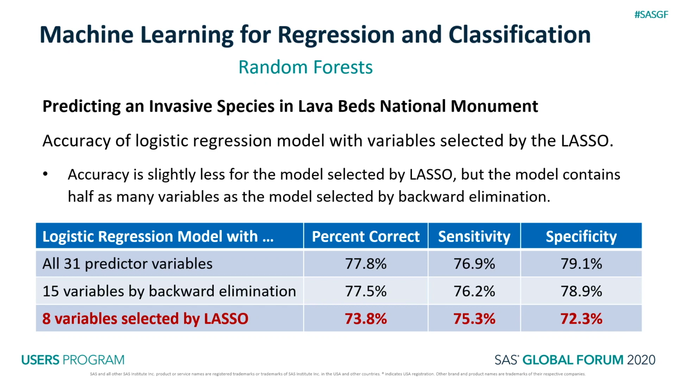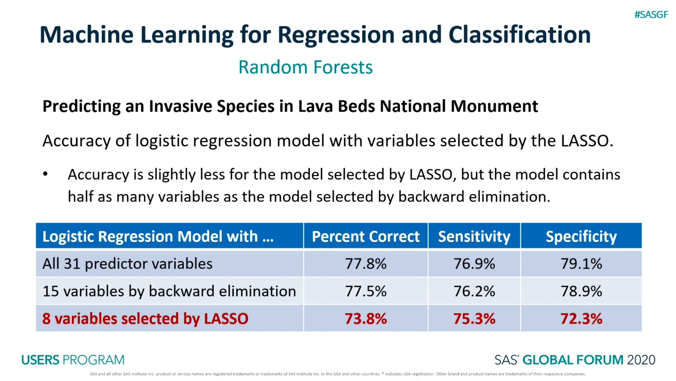Since we've been talking about LASSO as a method for regularization and for model selection, I decided to apply the LASSO to these data. You can apply LASSO to logistic regression just as you can to ordinary multiple regression. The procedure in SAS, which you can use to do this, is proc HPGENSELECT. And so I did that, and proc HPGENSELECT selected just 8 variables, so that's half as many again as the backward elimination did. There's a cost in the simplification of the model. The percent correct drops from about 77.8 to 73.8, so a drop of 4%, and corresponding drops in the sensitivity and specificity. But if you're interested in model simplicity, then 8 variables is a lot better than 15 variables.